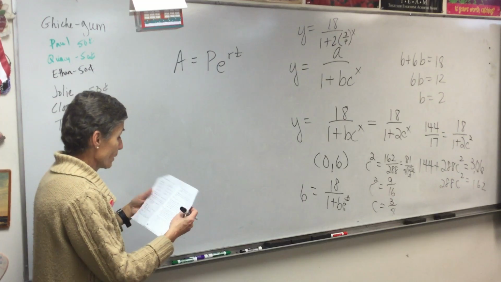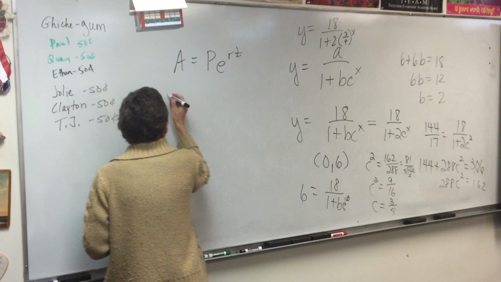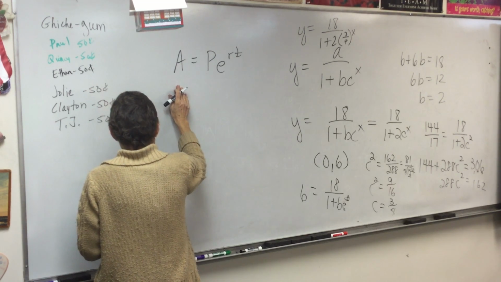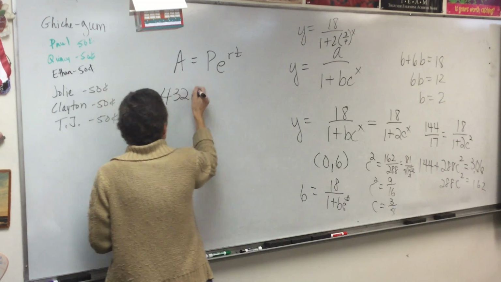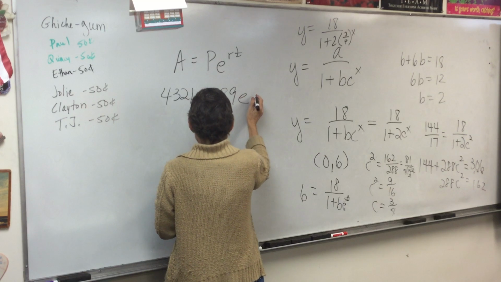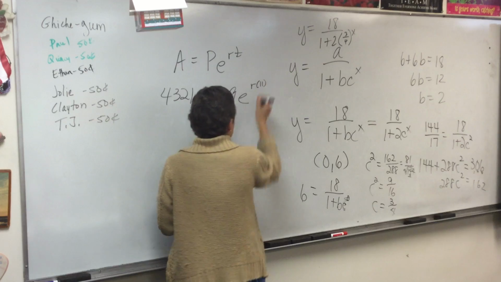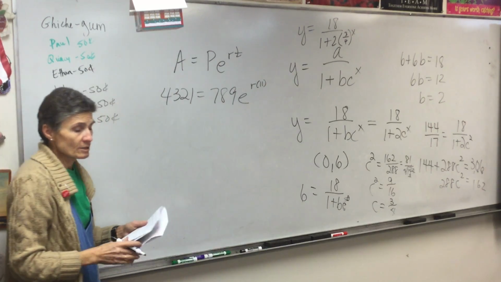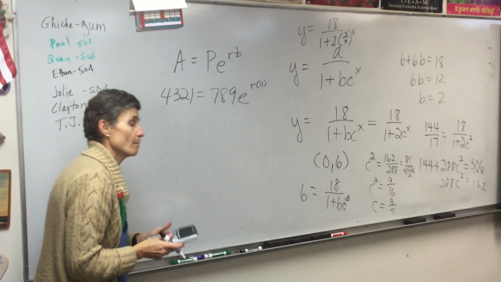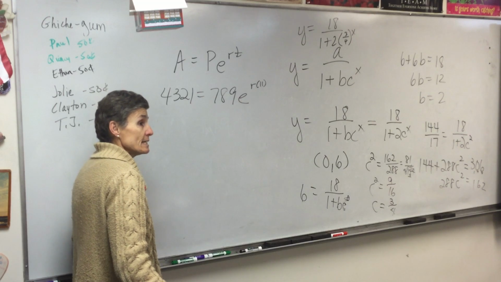All right, so what goes where? This is number 8, so what are we putting in where? What goes in for A? 4, 3, 2, 1. What goes in for P? 7, 8, 9. E is e. What goes in for R? Don't know, but T is 11. Where's my variable? In the exponent. That means logarithms eventually, not yet.